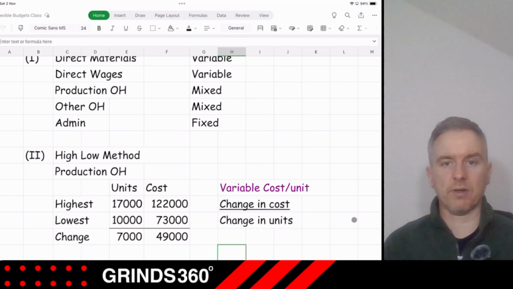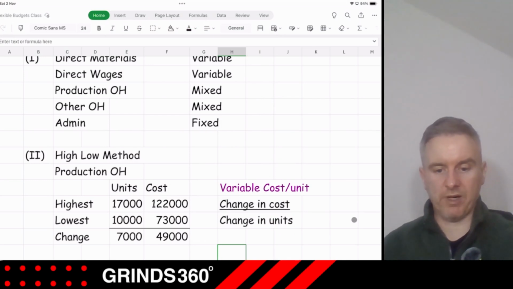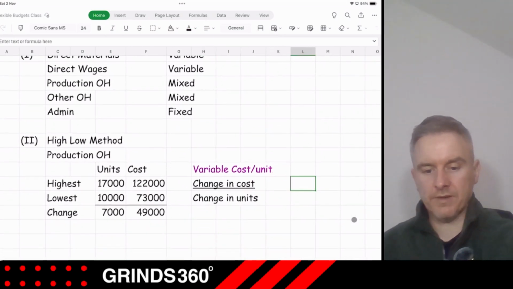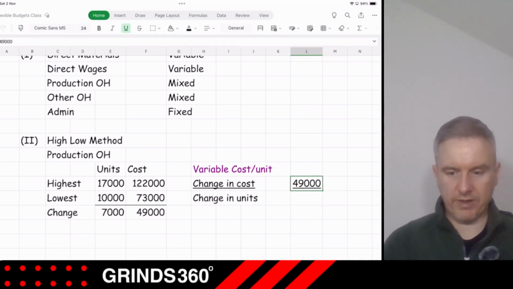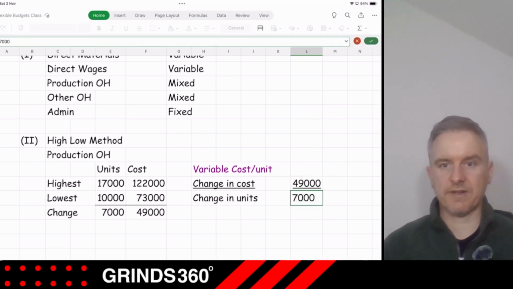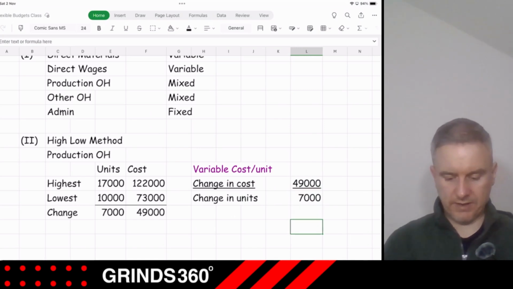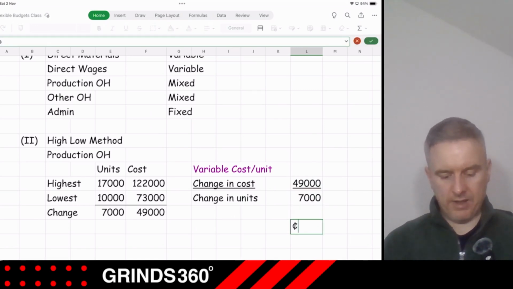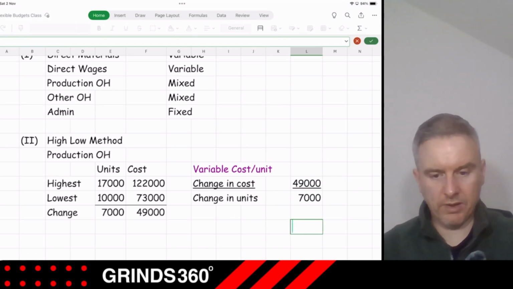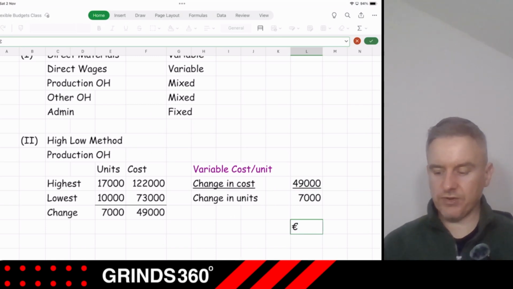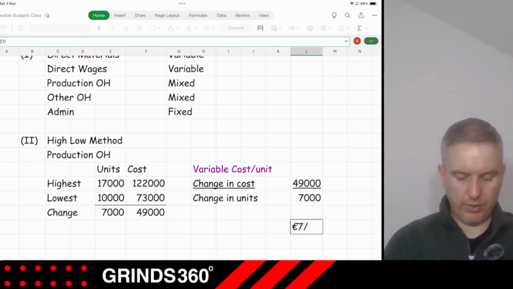So over to the side of your page, we're always going to put in our variable cost per unit. So you come along then and you're saying, right, 49,000, and it's divided by 7,000 in this case. So we get a nice handy little figure there. Now, make sure you put in your euro sign on it and make sure that you have everything in place for these, okay? So we're coming along and we're just saying the change there is going to be €7 per unit.